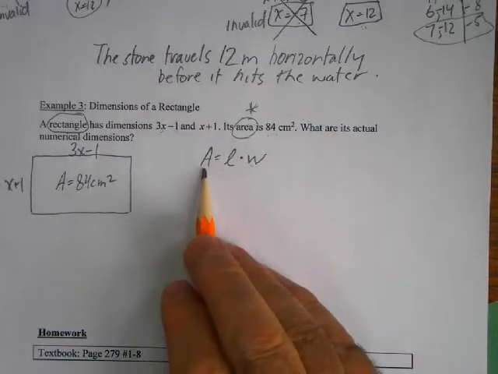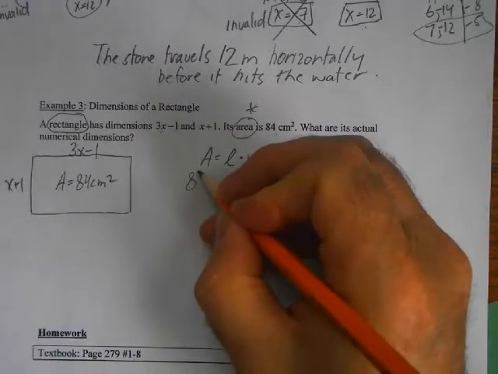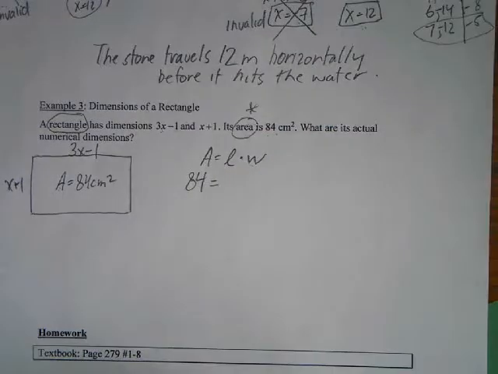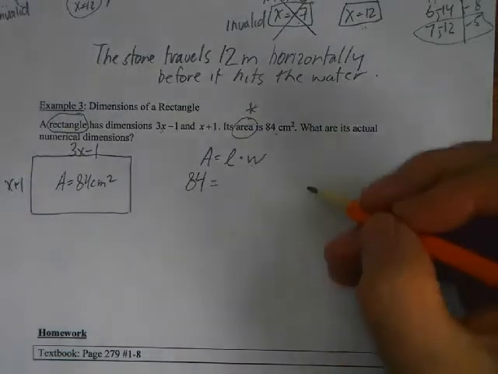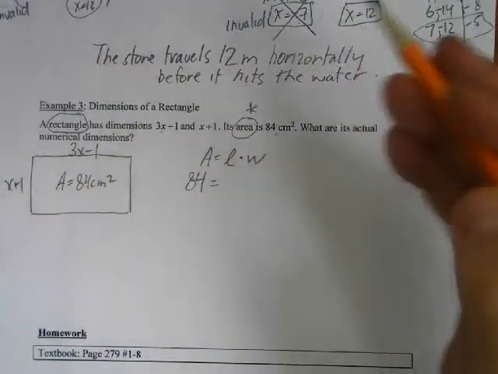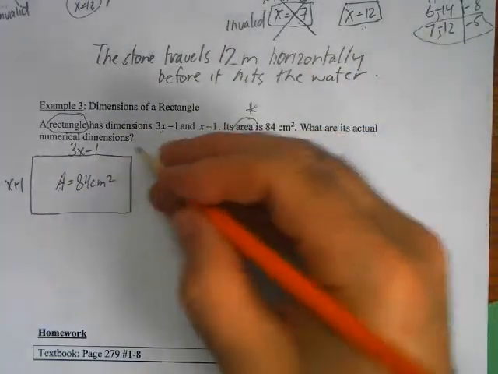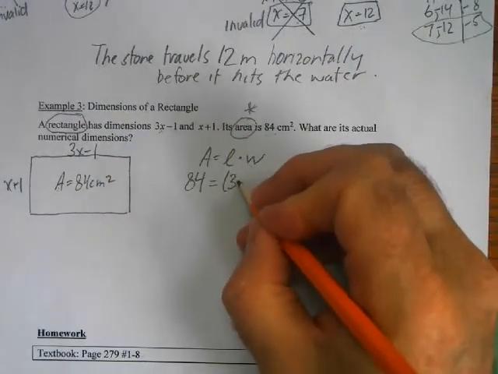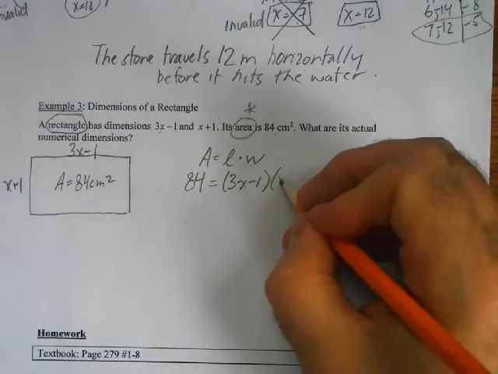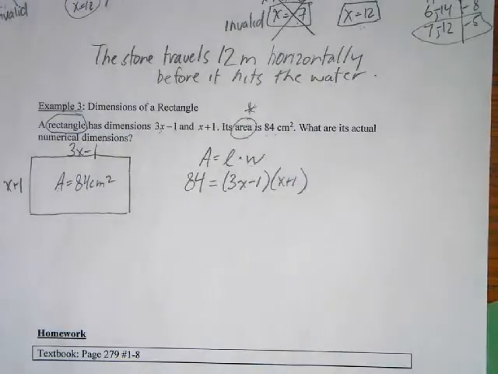It's 84. Now, we don't put the units into equations. We'll add the units back in once we solve it. Now the length and the width, that's totally arbitrary. Which one goes first doesn't really matter. I'll put the 3x minus 1, but it doesn't have to be that way. And then they multiply with x plus 1. You definitely have to have brackets there.